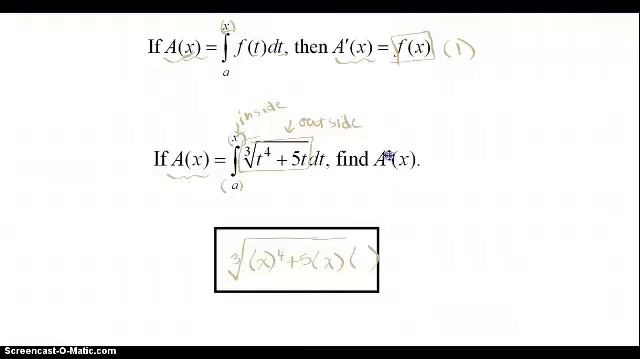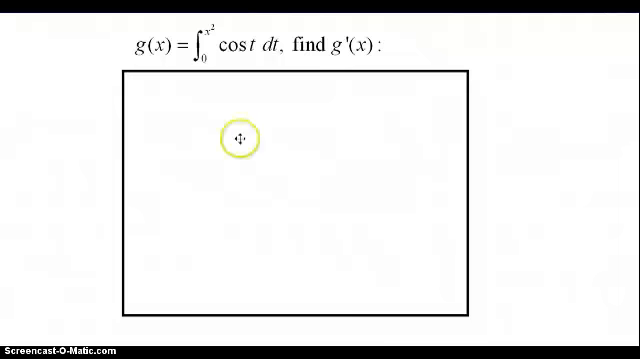Well, here's inside. And with respect to x, the derivative of x is 1. So in essence, a prime of x is the cubed root of x to the 4th plus 5x. How simple is that? Very simple. All right, here's one where the power and the reason we're using the chain rule will become evident.